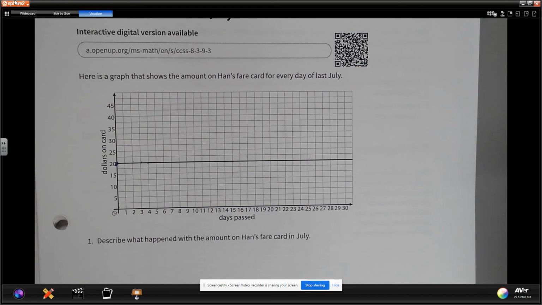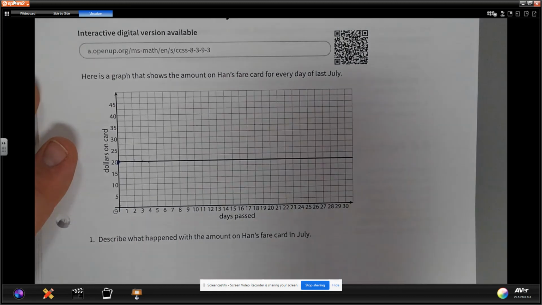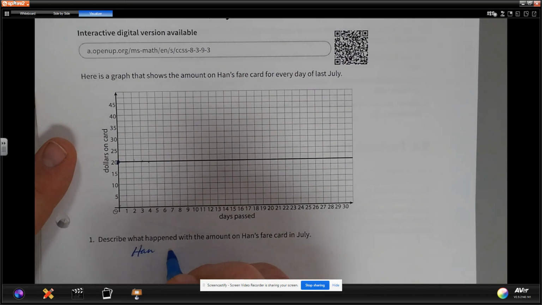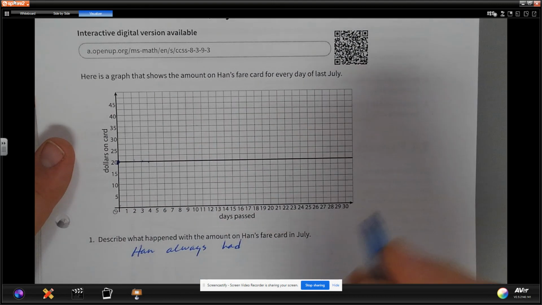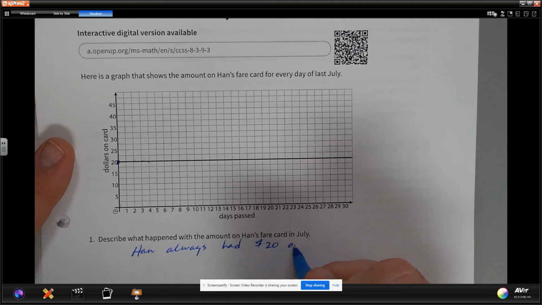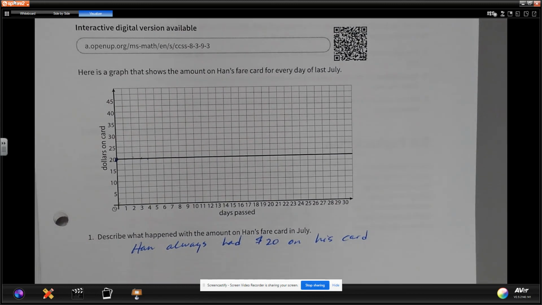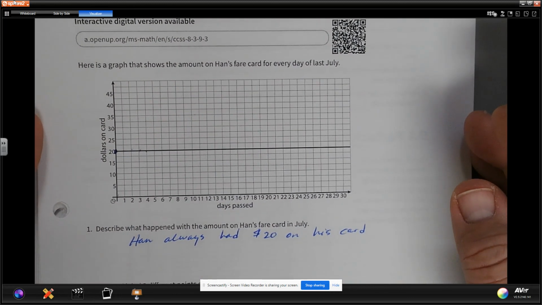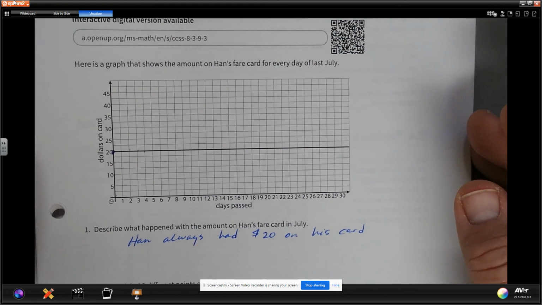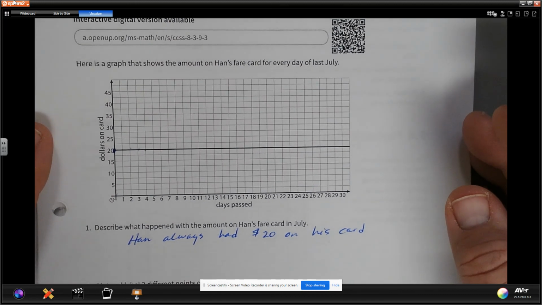So describe what happened with the amount of Han's fare card in July. Well, nothing happened. Han always had, because it's past tense, $20 on his card. That's interesting. We can talk about this and say it must mean that Han didn't ride or didn't use his card. So maybe he was getting to work or wherever he was going, traveling maybe on a bicycle or walking or something else.